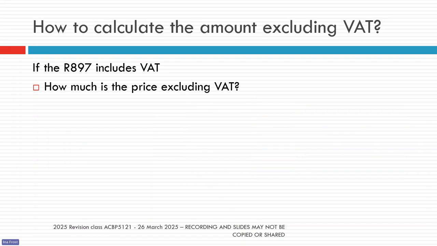So let's see if you can do this. Everyone now out with the calculators. And quickly, there where you're sitting and watching the recording, see if you can work out: if I'm giving you the amount of 897 rands, and that already includes VAT, can you very quickly calculate what is the price excluding VAT?